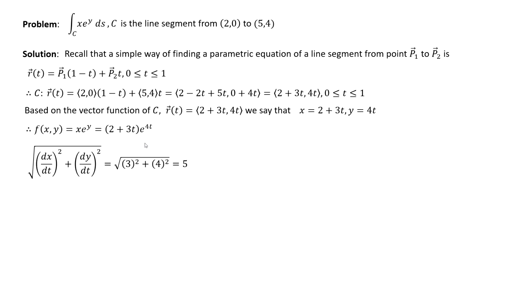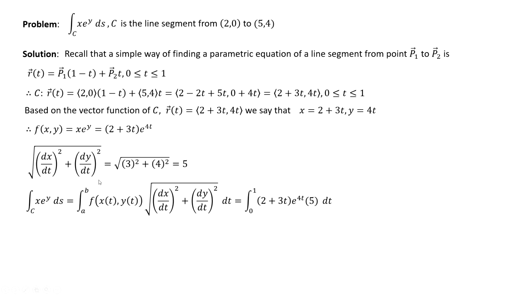Good. What else? We also need this dx dt the quantity square plus dy dt the quantity square under the square root. Dx dt is just 3, dy dt is 4. So that's why I have this. And those are nice Pythagorean numbers. So 3 and 4 are nice Pythagorean numbers. So that's 5. What else? Yeah, just a matter of plug and chug. Cool. So what does this give us?